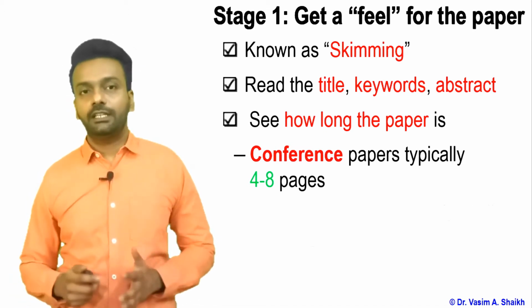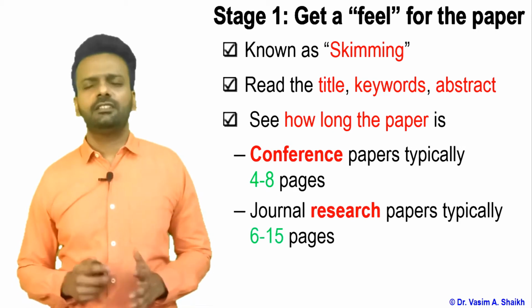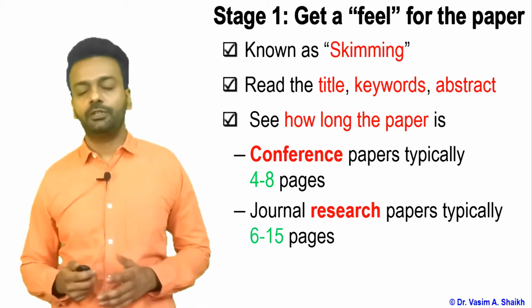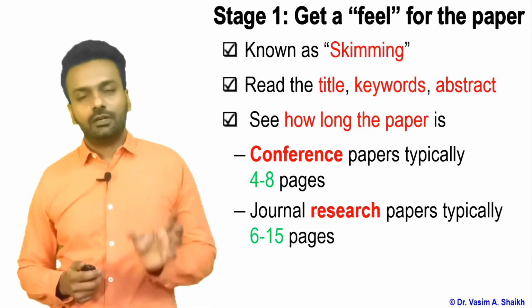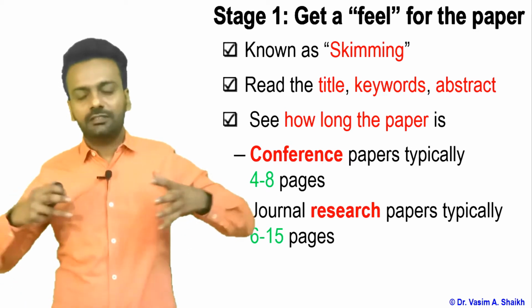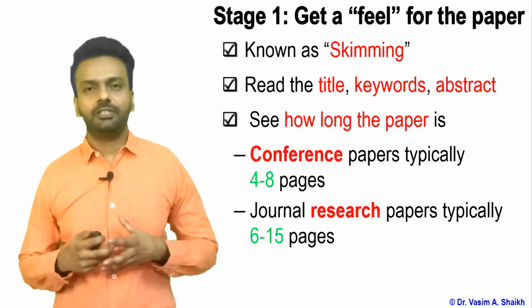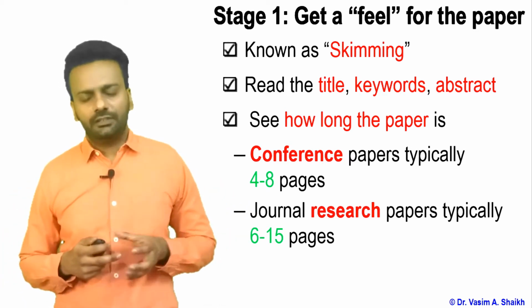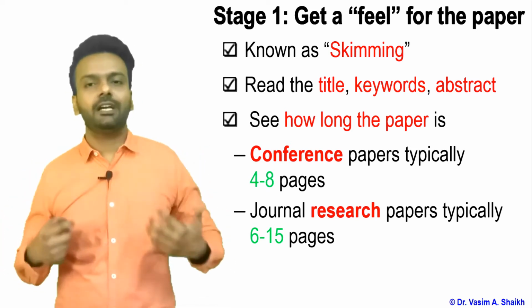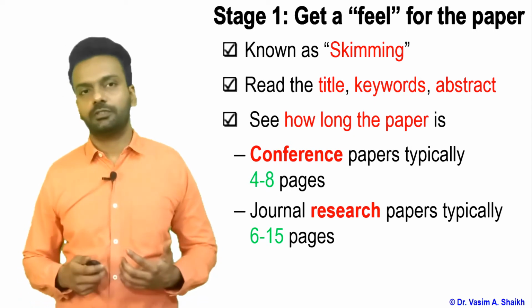Then if you are reading a journal research paper, it is typically around 6 to 15 pages. So we can see, in around 15 pages, considering the references, abstract, diagrams, and tables, you can imagine it is very rich in terms of technical knowledge. So you need to have a lot of background information about these papers.